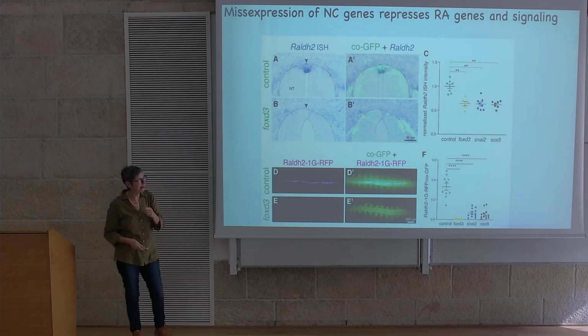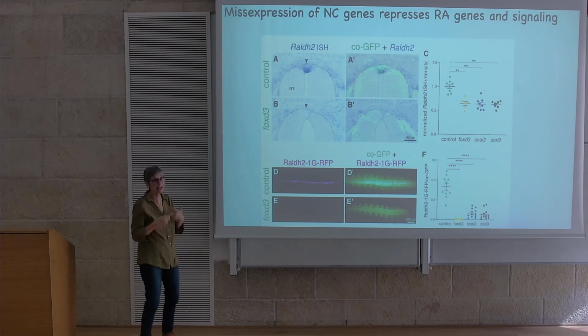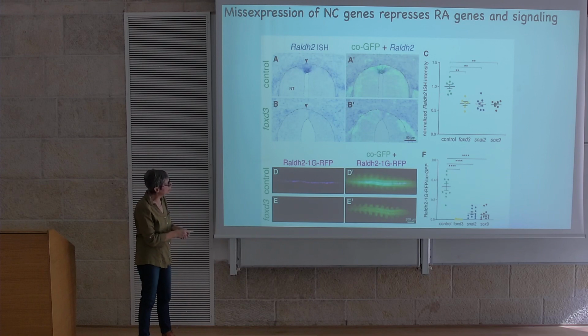And to verify this, and you'll see in a minute what I mean, we extended the period of FOXD3, SNAIL, and SOX expression. Namely, we gave an extra dosage of crest markers, and indeed what we see is RALDH, a synthesizing factor for retinoic acid, is not expressed in the roof plate. We fail to upregulate it. And the same goes for a specific reporter of retinoic acid, of RALDH, which is a roof plate specific reporter.